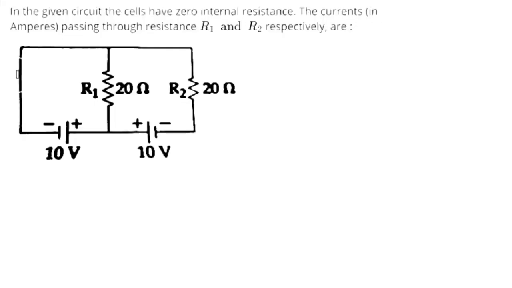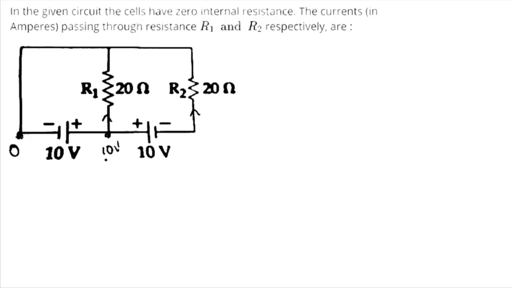Hello everyone, welcome to the video. So our today's question is, in the given circuit, the cells have zero internal resistance. The currents passing through resistance R1 and R2 respectively are. So in this question, we have to calculate the current passing through resistance R1 and resistance R2. Let us consider the different potentials at the junctions. Since this is a conducting wire and the negative terminal is considered as 0, let us suppose this is 0 volts and this will be at 10 volts.